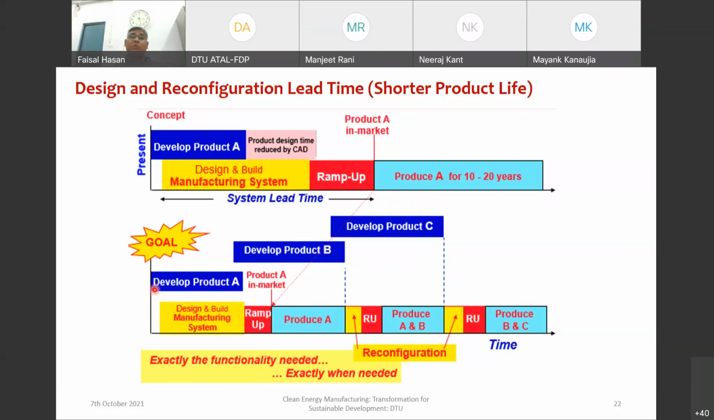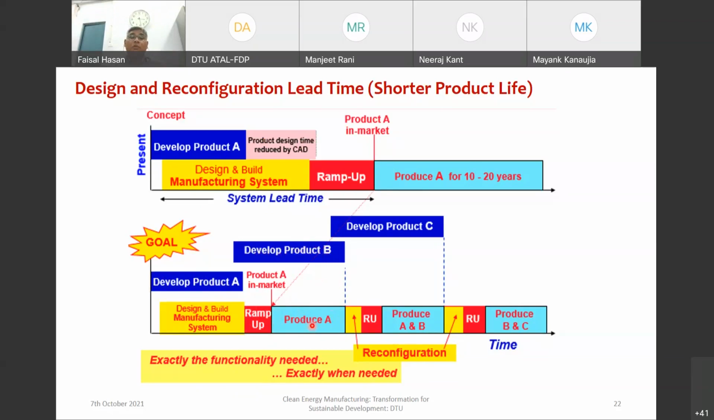Initially, we start with product A. So we built a manufacturing system around product A. We go for ramp up and we start producing A. Now, when the production of A is taking place, we have a new product which comes into picture, let us call this product B.